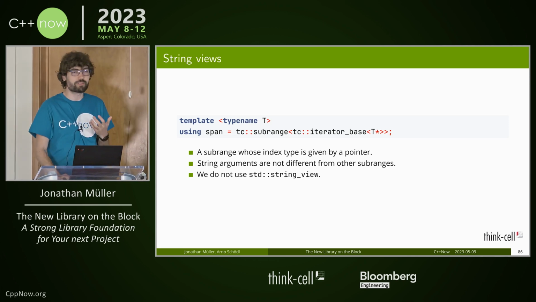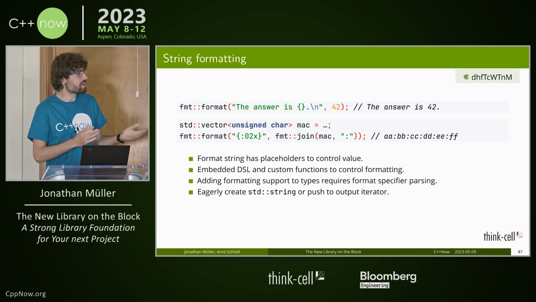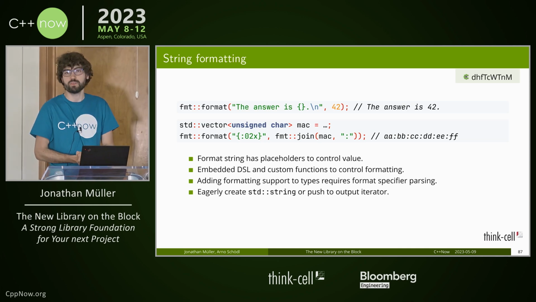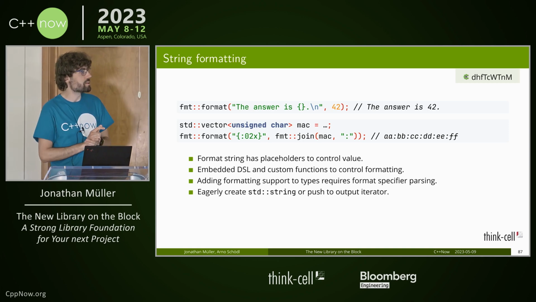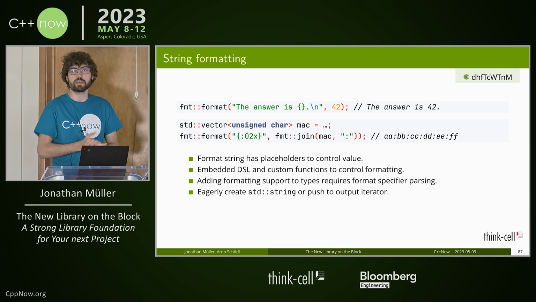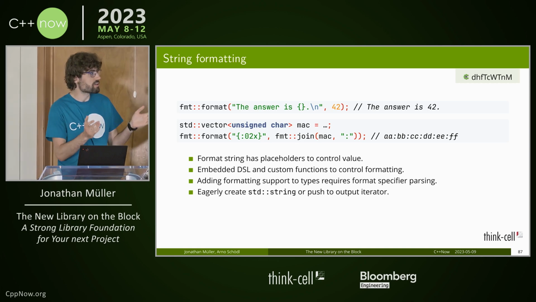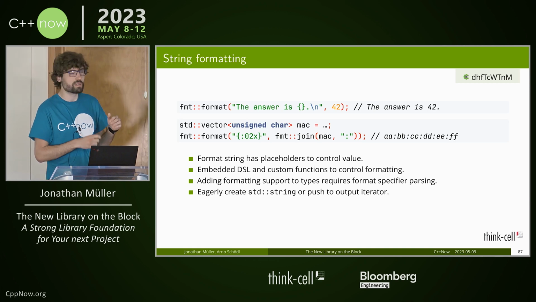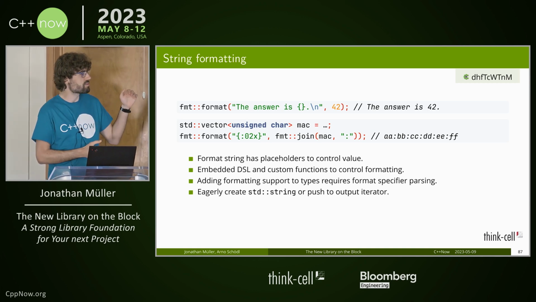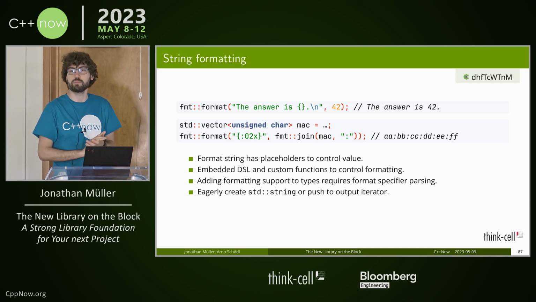So that brings us to string formatting. The gold standard in C++ for formatting is the format library, or the subset that has been standardized. You have a format string, which contains placeholders that you can use to fully control the formatting. Sometimes you also have to use these helper functions. For example, you want to format a MAC address. Thanks, Barry, for the example, by the way.